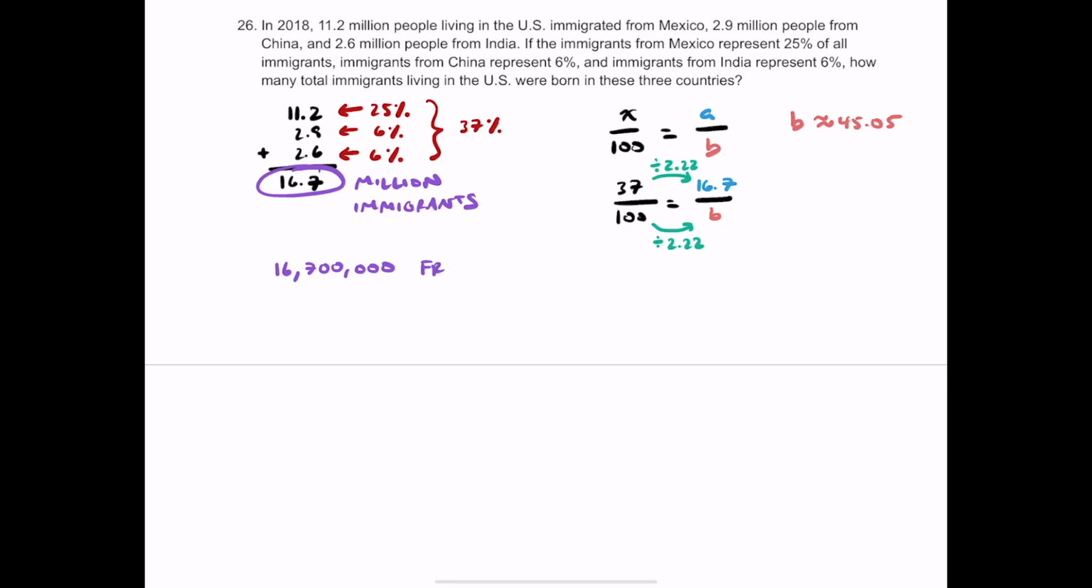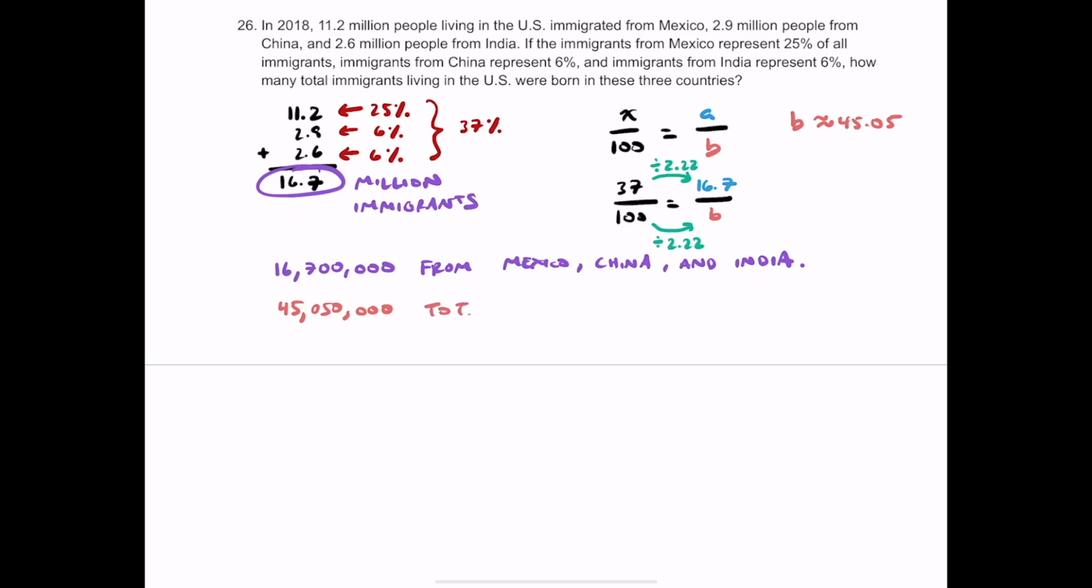So it's 16,700,000 from Mexico, China, and India. Okay, that's how many came from those three countries. And we can also say we had 45.05, so 45,050,000, just to write out the number so you can see more clearly what I'm really talking about.